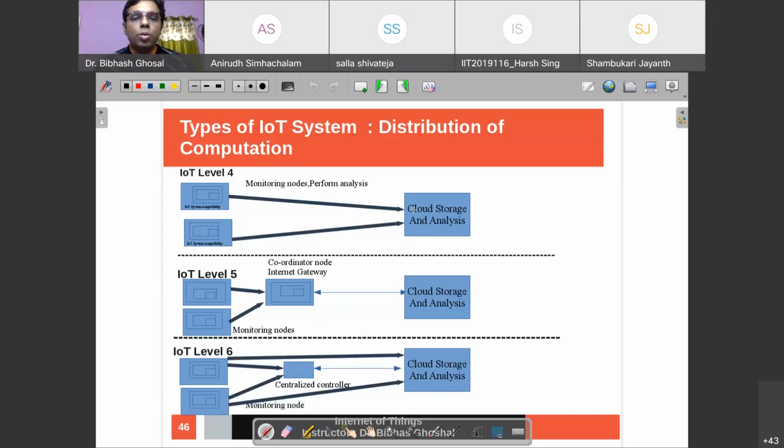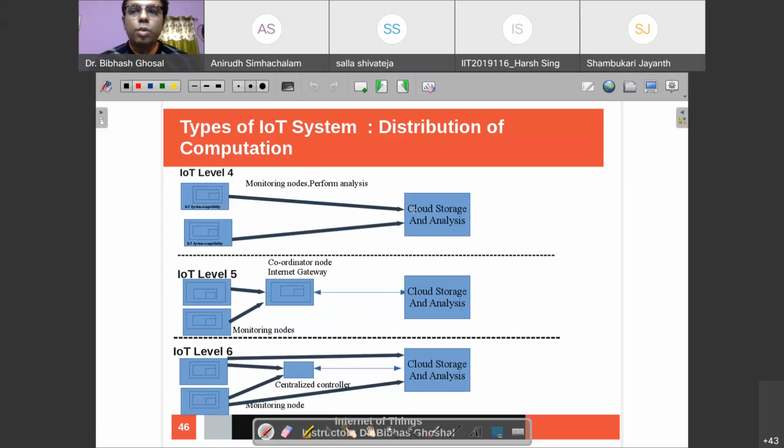This coordinator node, so the local nodes, the sensor nodes, are only for monitoring purposes, for data acquisition, right? And out of that, one of them will be something called a gateway, which is the coordinator that actually sends the data to the cloud. And in the 6th level, which is a more sophisticated level, we had a centralized controller which was capturing the data. And here too, this is the one that will actually be responsible for coordination between the monitoring node as well as the cloud. Okay.